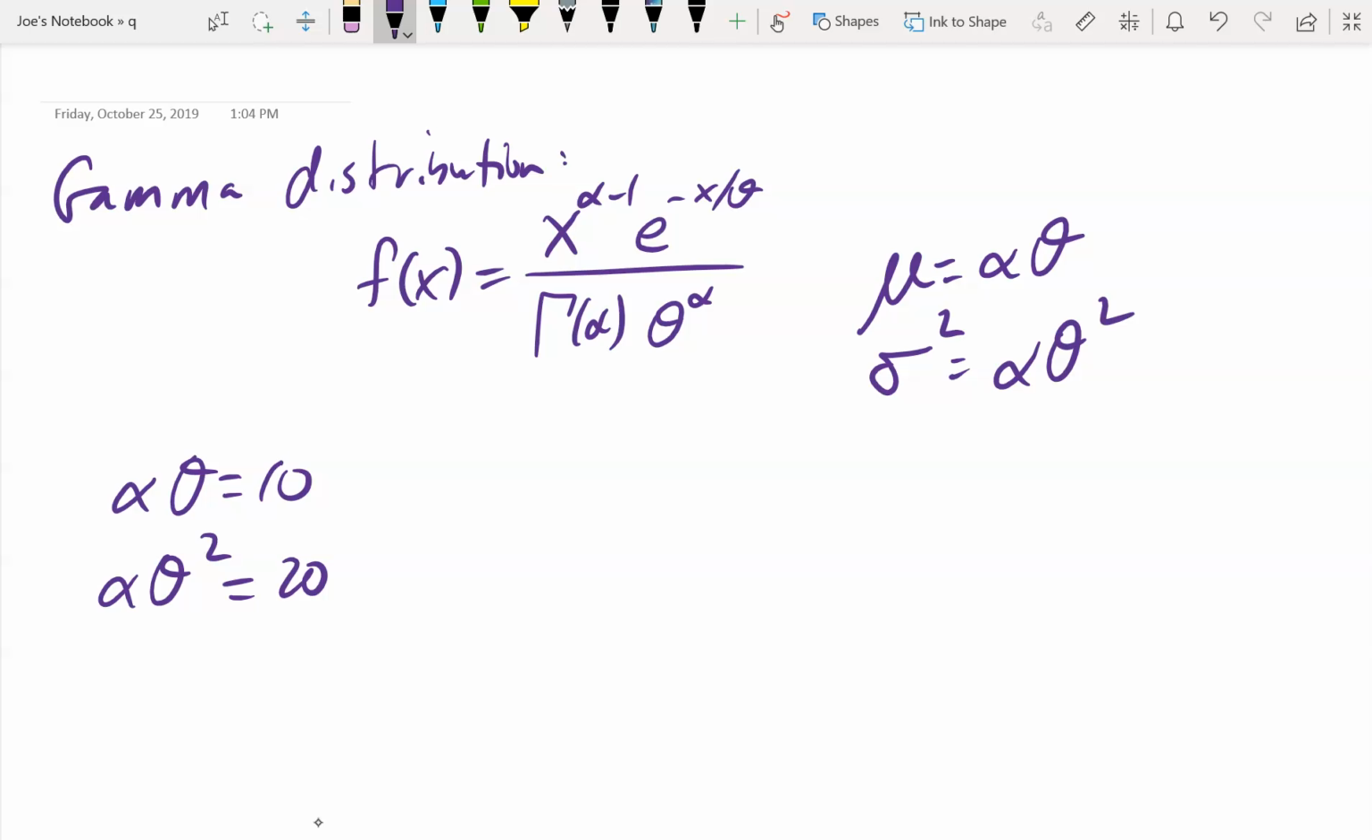You could have solved it algebraically at that point, right? They tell you that the mean is 10, the variance is 20. Like Marshall said, you could probably inspect pretty quickly to see what it had to be, right? When you go from alpha theta to alpha theta squared, you multiply this by theta, and this goes by 2, so theta has to be 2. So you go from here to here, you multiply by theta, and go from here to here, you multiply by 2, so theta has to be 2. And once theta is 2, alpha has to be 5.